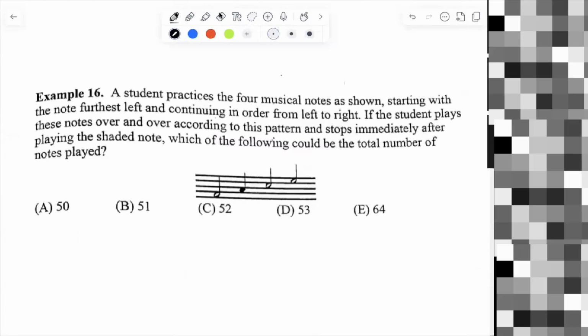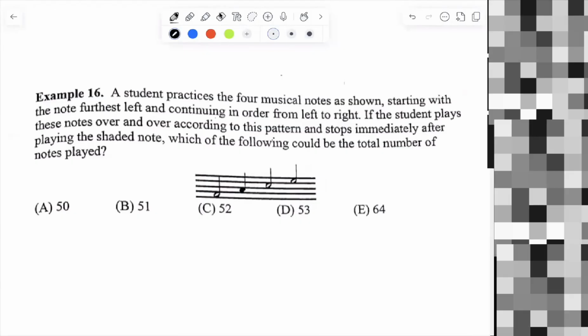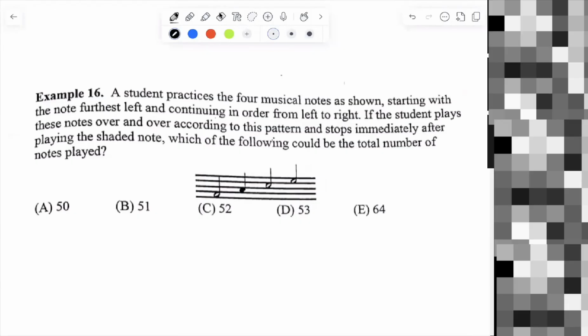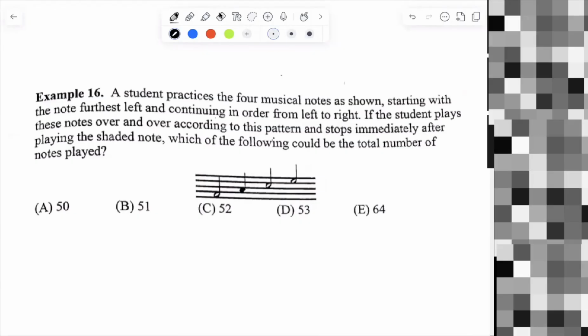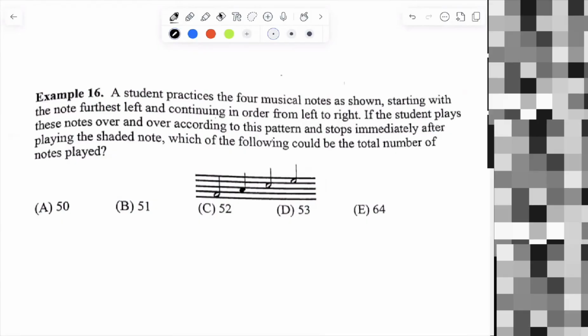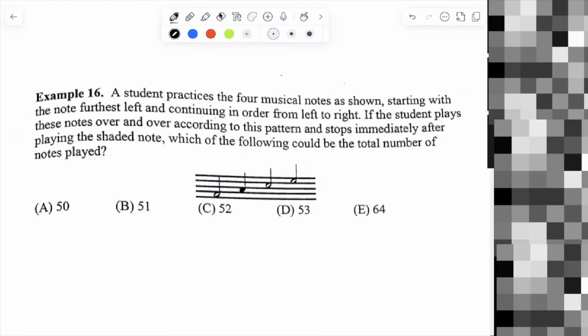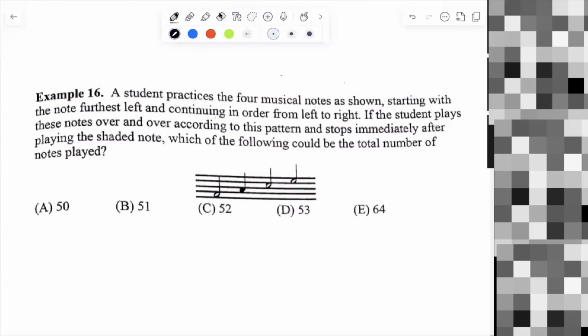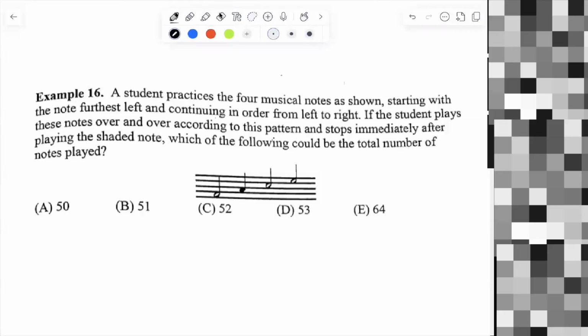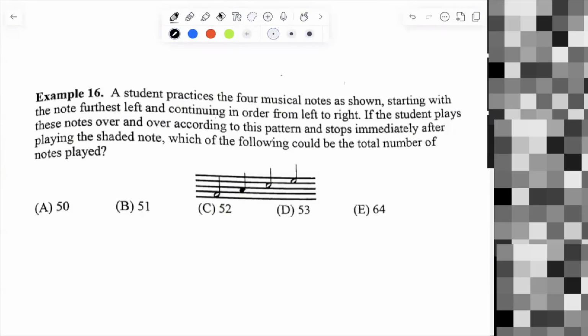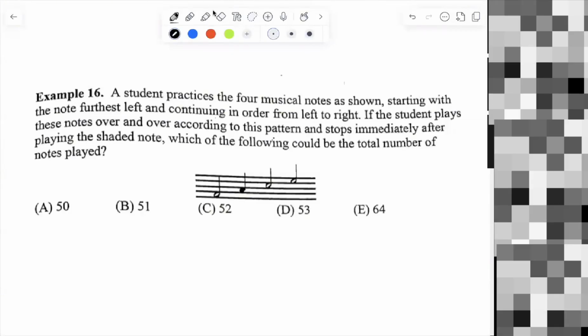Now let's do example 16. A student practices the 4 musical notes as shown below, starting with the note furthest left and continuing in order from left to right. If the student plays these notes over and over according to this pattern and stops immediately after playing the shaded note, which of the following could be the total number of notes played? Let's have a try on this question and determine this through chat.